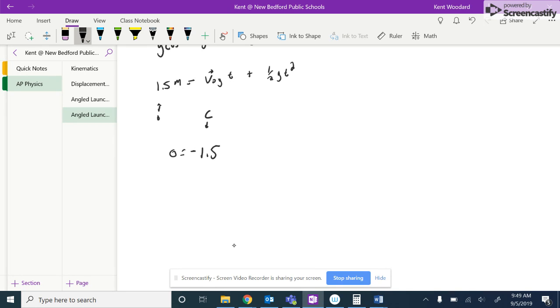This is all equal to 0 plus v naught y, which is 5 meters per second, times our time, plus 1/2 g t squared. G is a number. It's 10 meters per second squared. And conveniently, we have a 1/2 in front of it, so that's going to be 5 meters per second squared, and this is t squared. So we can solve the quadratic here.